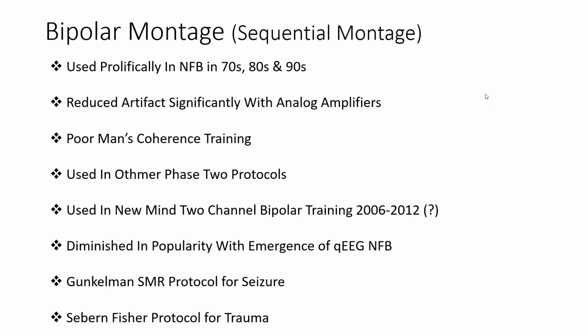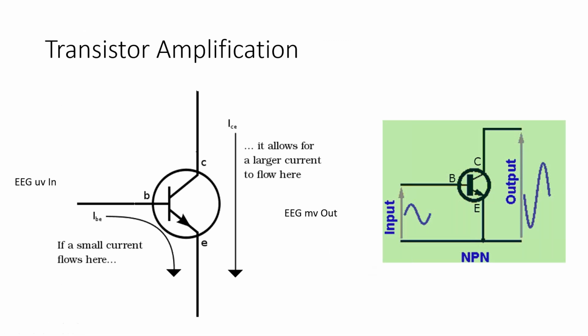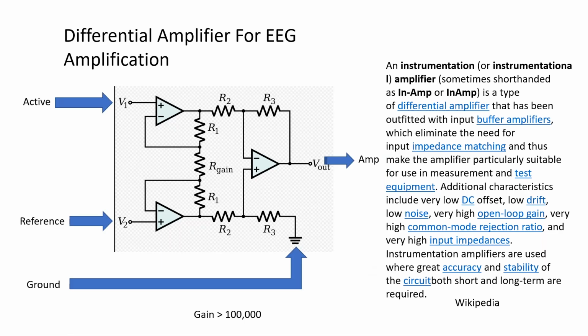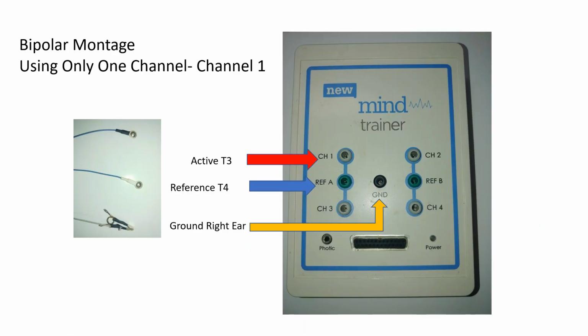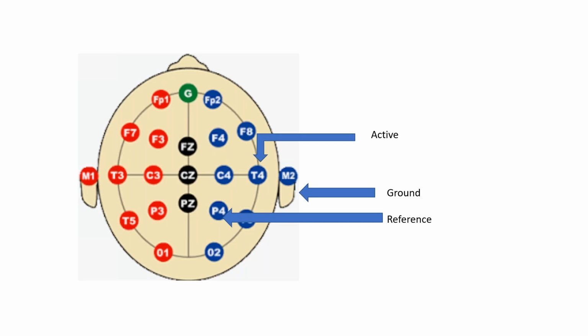So last week, we just went over real quick what a differential amplifier was, and then we talked about how to hook up a bipolar montage on the new mind trainer, because there are certain steps you have to take, both with the hardware and the software to do it. But we built the software on purpose a certain way so you could do this, because we eventually figured, fashions come and go, it would come back again. And then we showed you a typical bipolar montage that's used for trauma. For instance, Seaburn Fisher uses this kind of montage for trauma, but other people use it too.